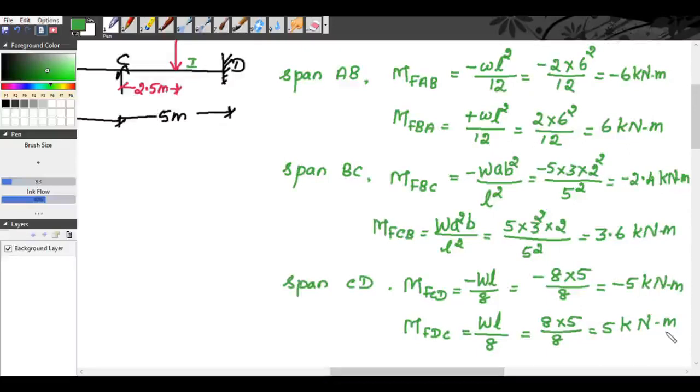Now, we will move on to our second step. The second step is we have to determine the distribution factor.